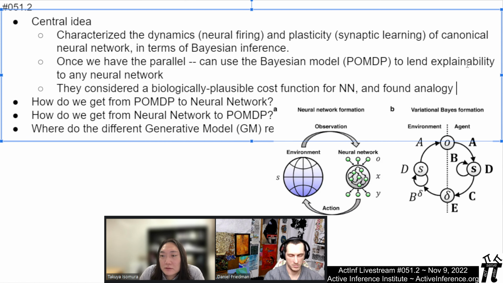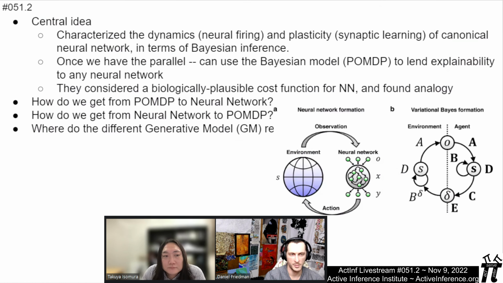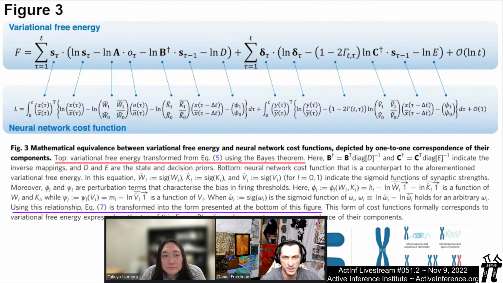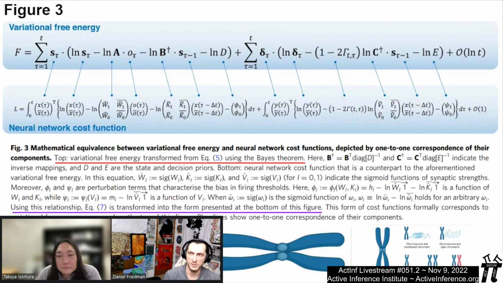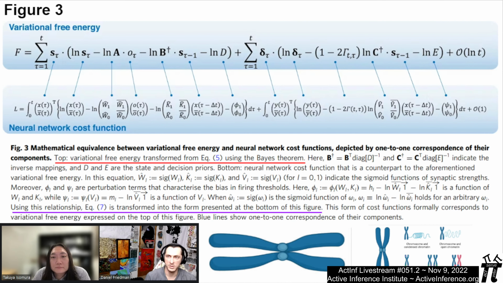So, yeah. Awesome. So let's look at the parallel between the cost function for neural networks and the variational free energy. So one representation of that was in figure 3. So maybe could you just describe what is the structure of the variational free energy expression and what is the structure of the loss function?